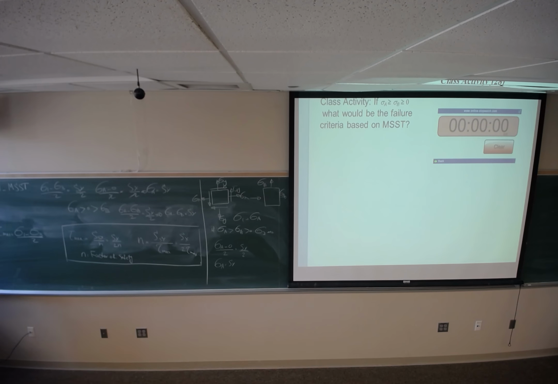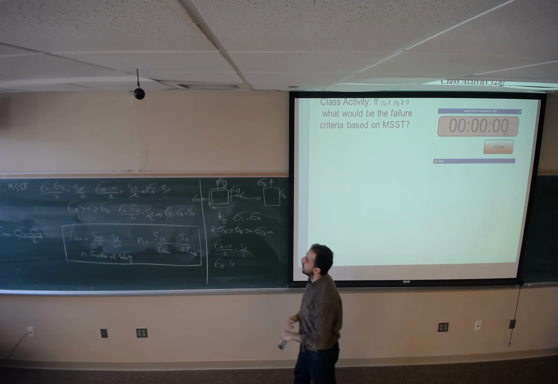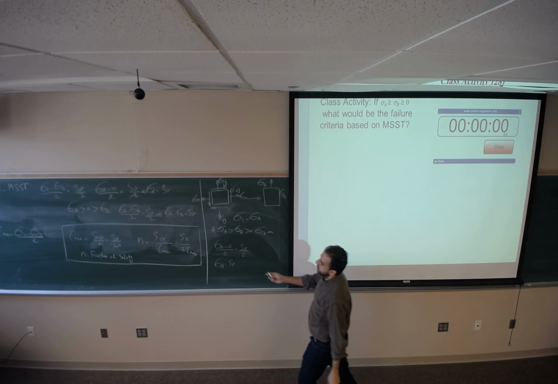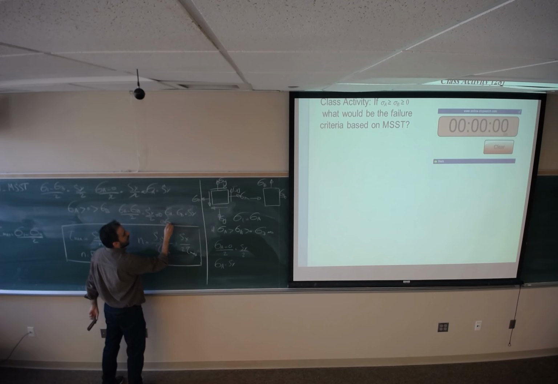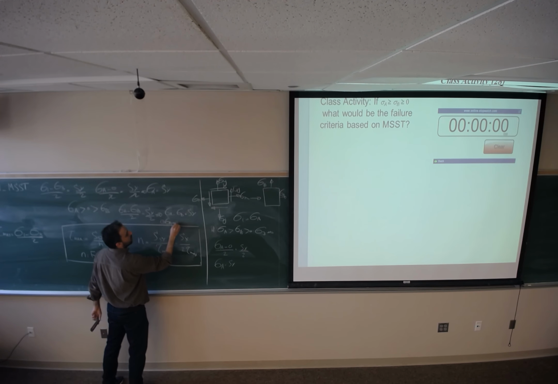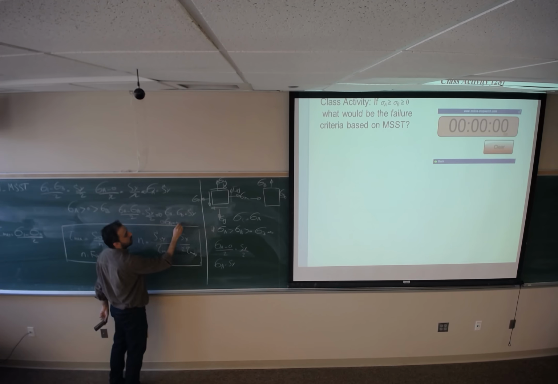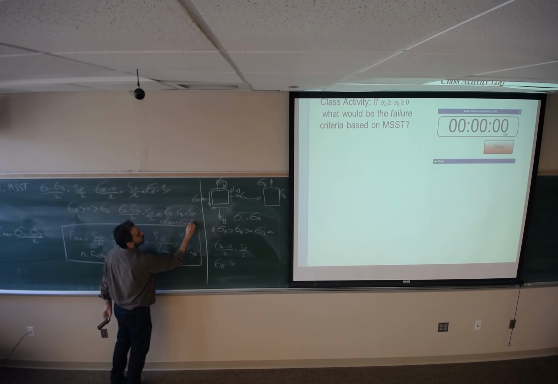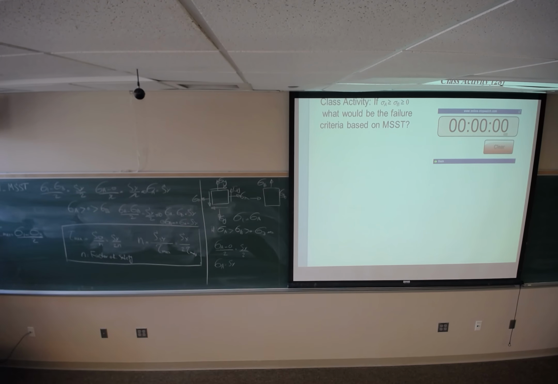The failure criteria is going to look like this. At sigma b equals 0, set sigma b equals 0, sigma a should be sy. So pick that point. Sigma a equals sy, and sigma b equals 0. It's going to be this point.